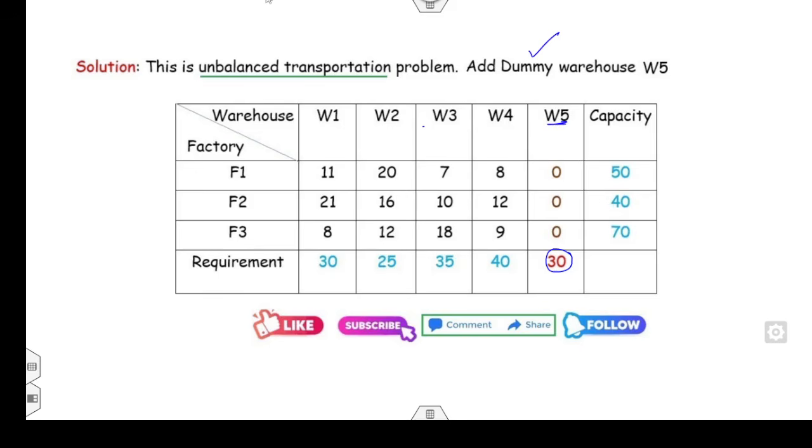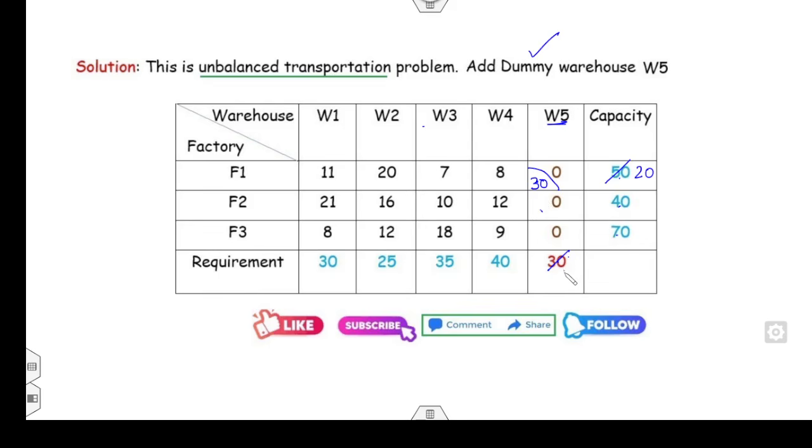Now let's start with the allocations. The minimum element is 0. Corresponding to these three 0s, which one is the maximum allocation? 30 and 50 is 30. 30 and 40 is 30. 30 and 70 is 30 again. So you can put any one. I can start with the first number. The next number you can start from here.